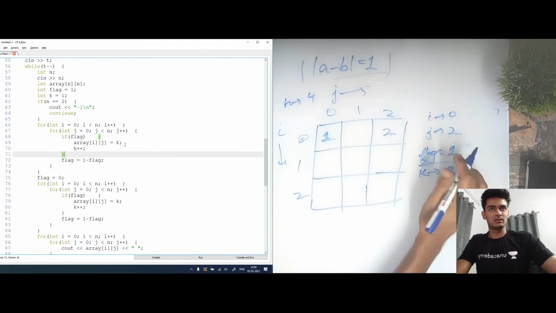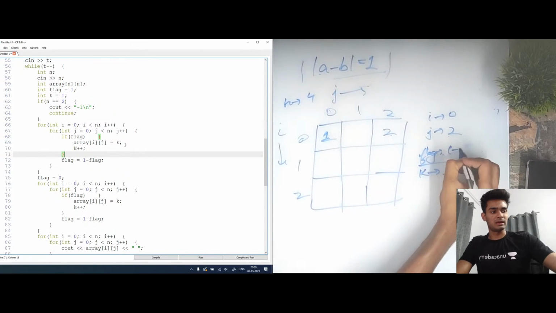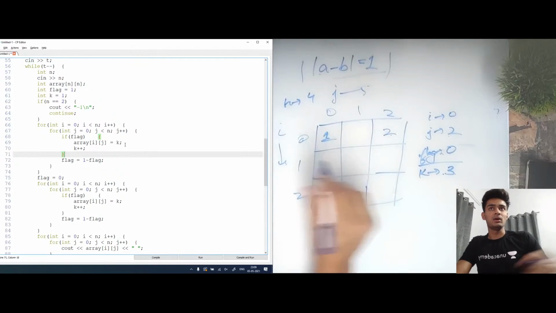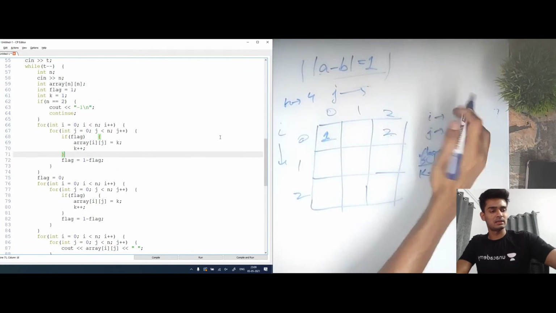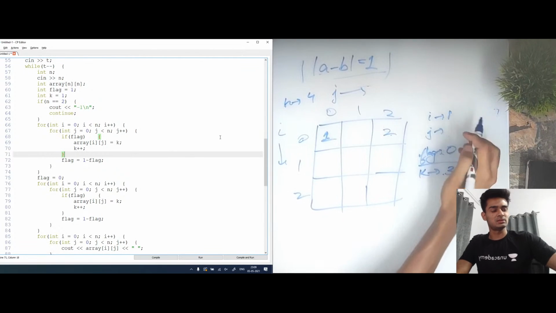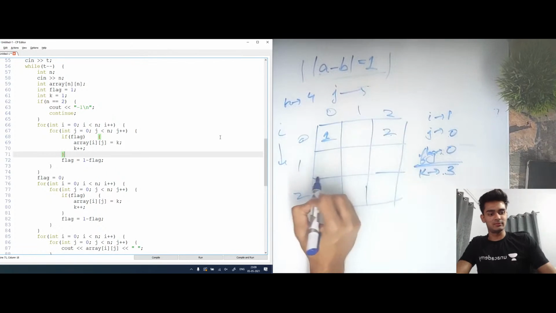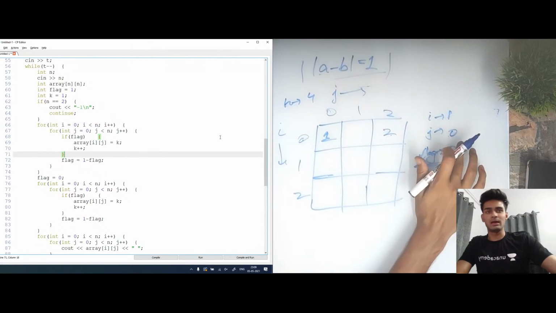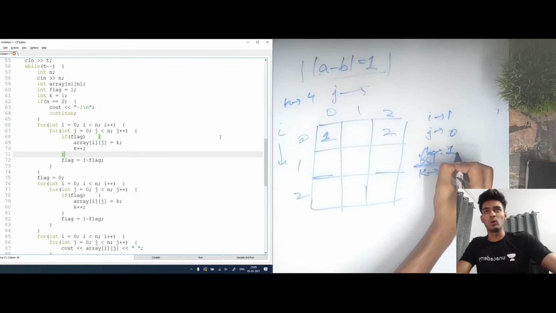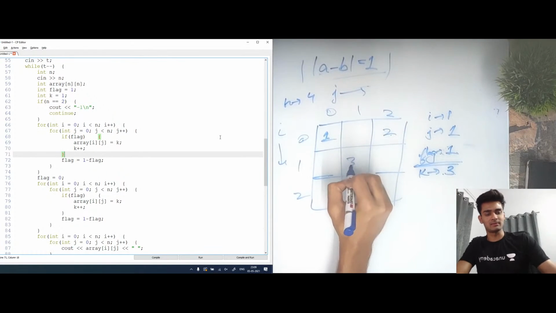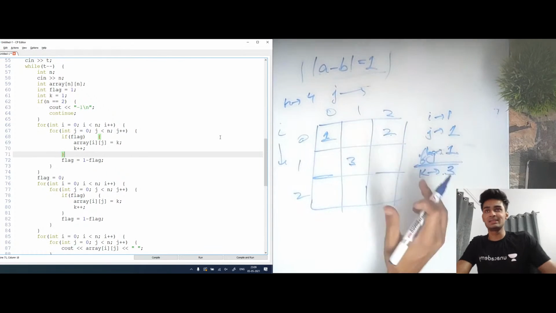Now my flag will change from 1 minus 1, so this becomes 0 again. Now if you see, my i will increment. I will become 1 and j will become 0. Now I'll see that my flag is 0. Therefore I'll just skip this value and make flag equals to 1 minus 0, so this will become 1. And now again when j equals to 1, I'll place this k here. So I hope the pattern is clear to everybody.